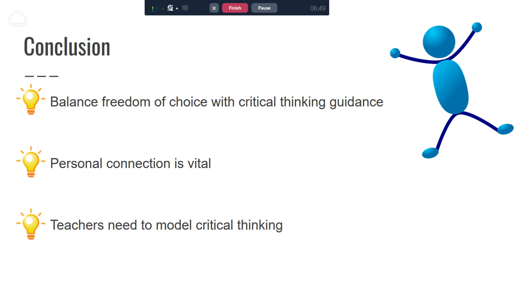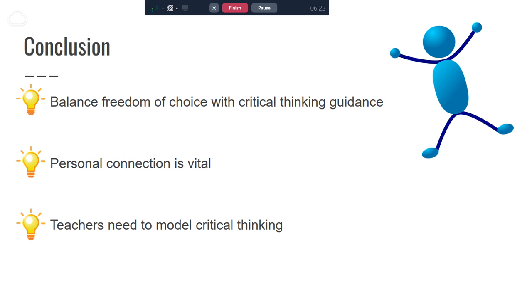Okay. So in conclusion, three things that I learned from this iSearch project is that there needs to be a balance between freedom of choice and critical thinking. You can't have too much freedom of choice without any critical guidance, or else you won't learn anything. And if you have too much critical thinking without any freedom of choice, students won't be engaged. Therefore, personal connection is vital. Affective engagement is vital for cognitive engagement.